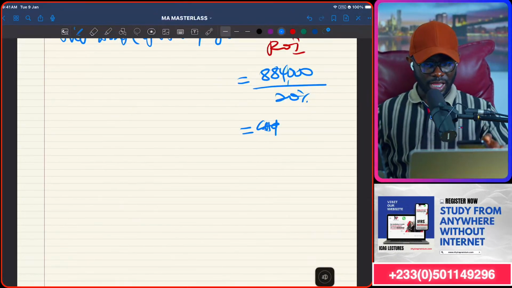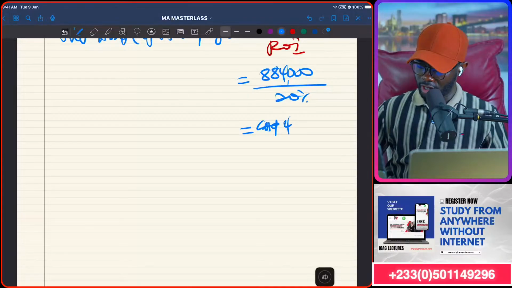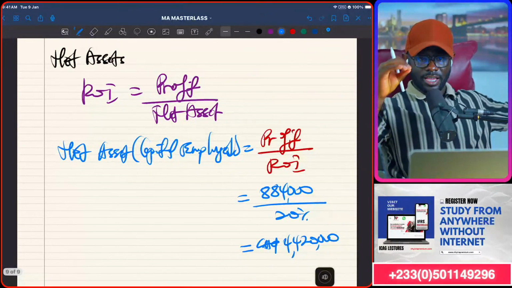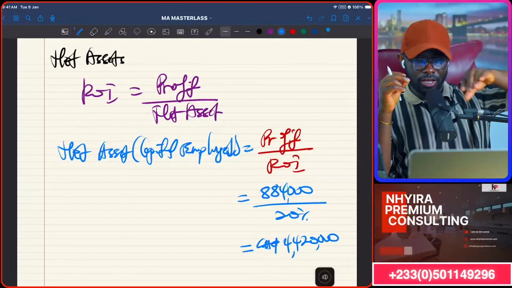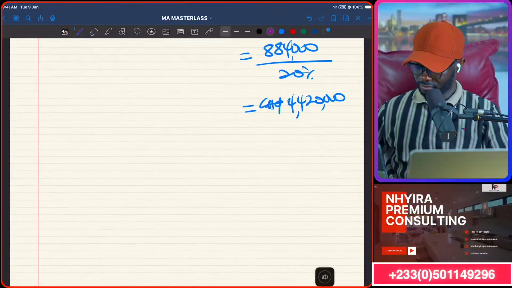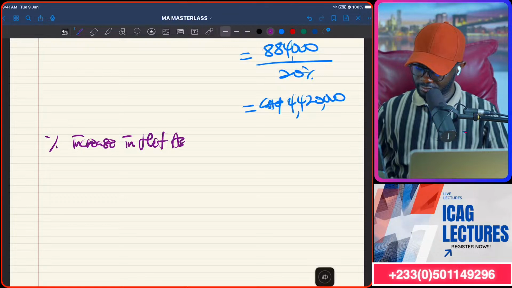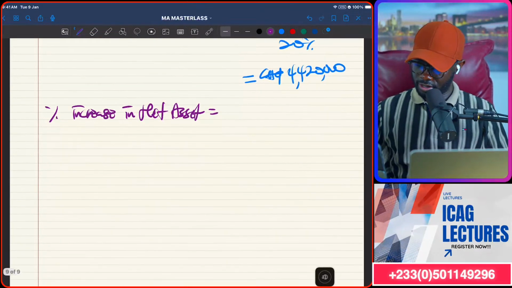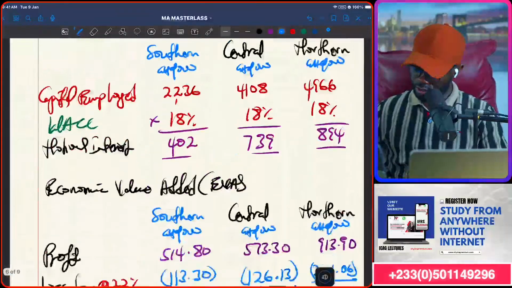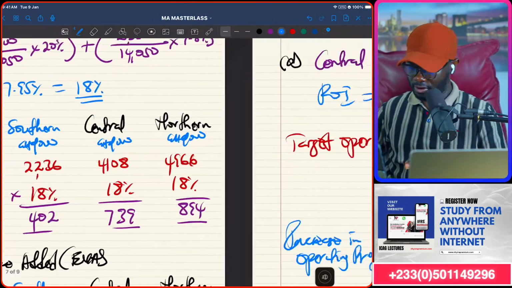So the capital employed has to be 884 divided by 0.2, and that is 4,420,000. So in order for the entity to make that target returns of 20%, their capital employed has to be 4,420,000, or the net asset should be 4,420. And so what is the percentage change? The capital employed has to go up. So percentage increase in net asset will be this new one, 4,420, minus the previous capital employed. You know we used it somewhere here. So that's what I need.